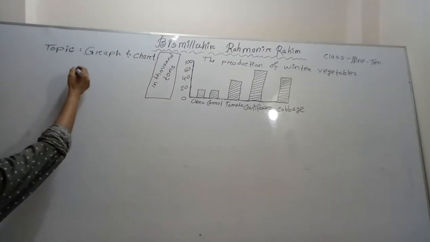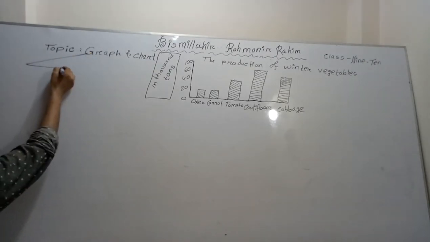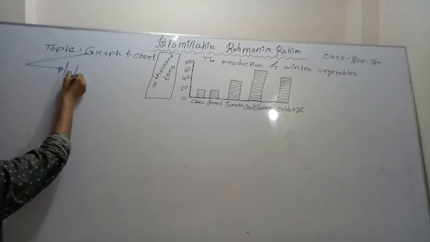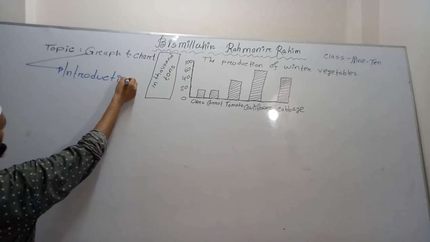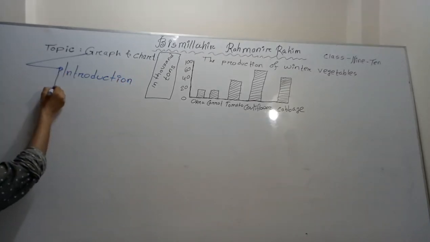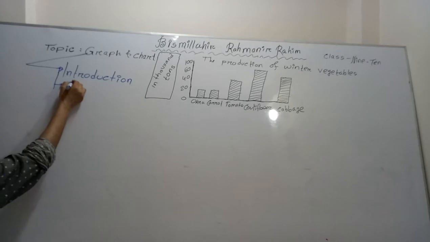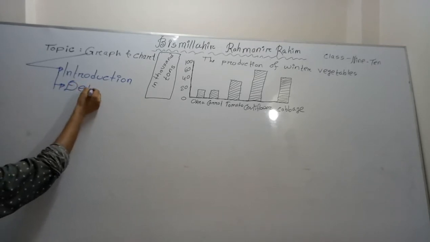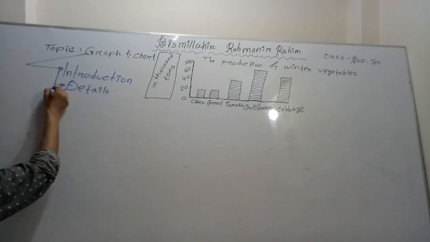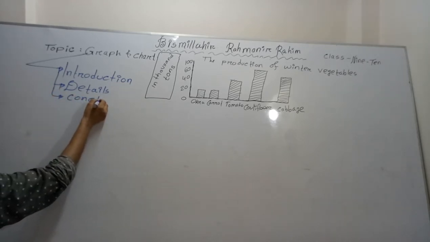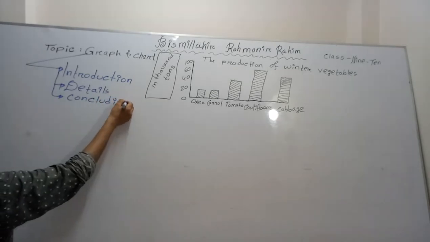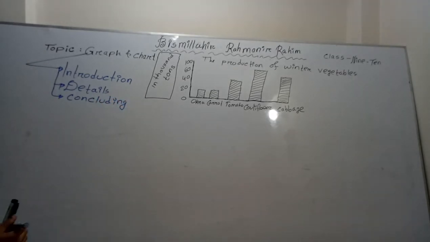Dear students, what is a graph? A graph should be described firstly with an introduction. We should give an introduction of the graph. Then the details, and last of all, the concluding line, the conclusion. So dear students, for description, first start.